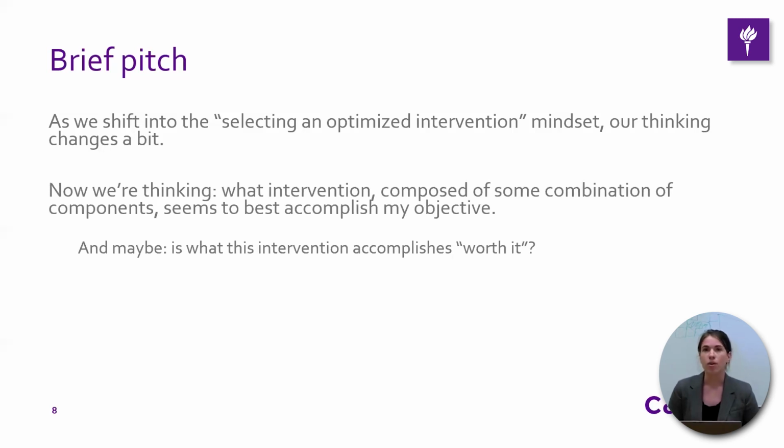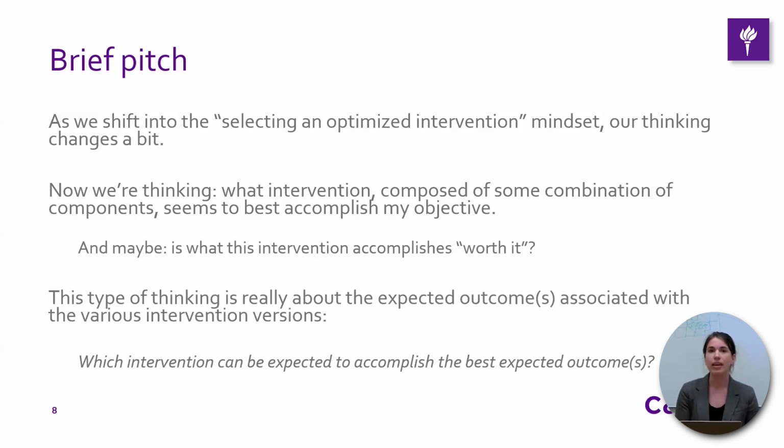So now we're thinking, what intervention composed of some combination of components seems to best accomplish my objective? And maybe is what this intervention accomplishes worth it? Now, that type of thinking is really about the expected outcomes associated with our different intervention versions. And I'll just say again, when I say intervention versions, I mean different possible versions of the intervention composed of different combinations of the candidate components. And what we're really thinking is which of these different versions can be expected to accomplish the best outcome.